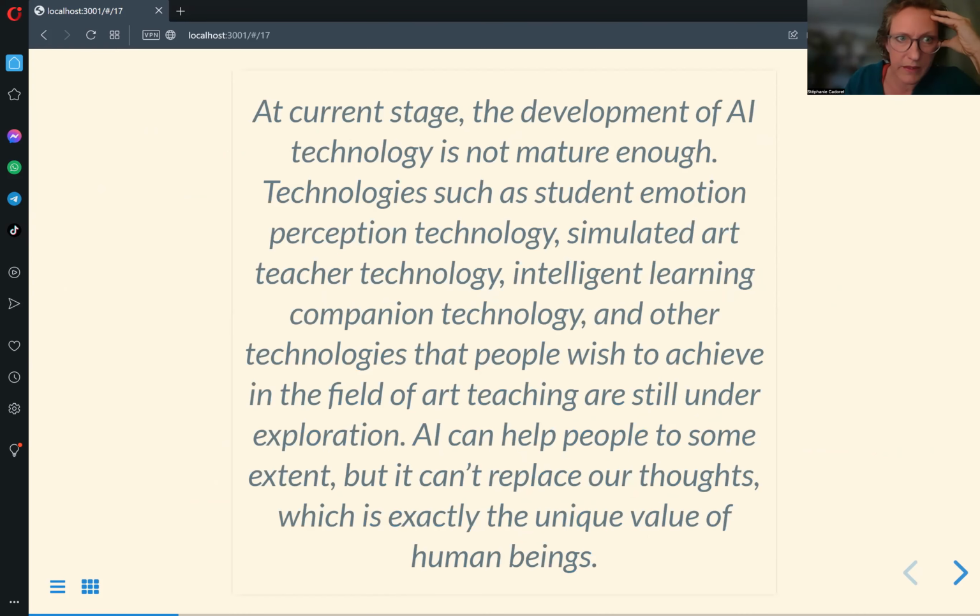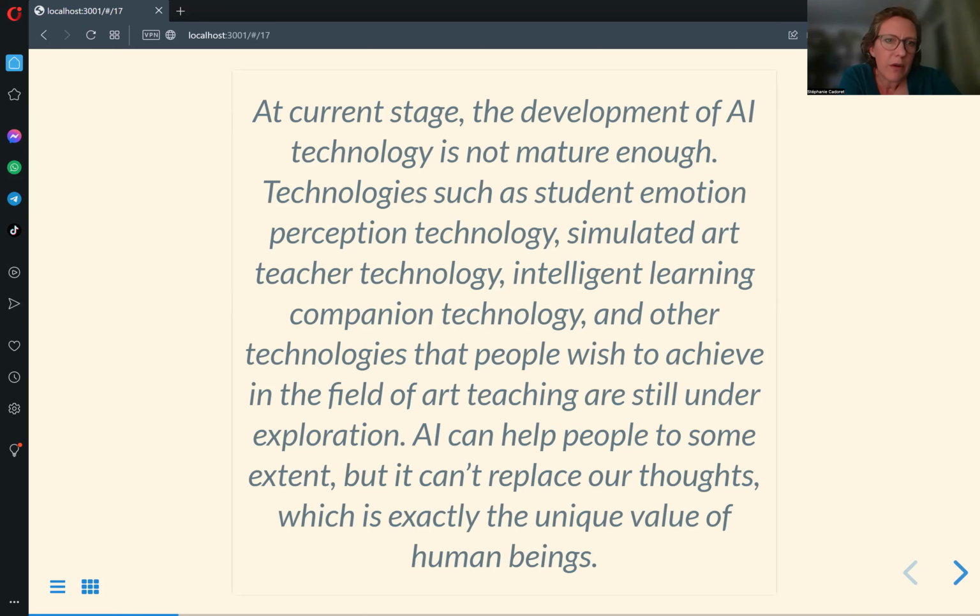So this is a citation. At the current stage, the development of AI technology is not mature enough. Technologies such as student emotion perception technology, simulated art teacher technology, intelligent learning companion technology, and other technologies that people wish to achieve in the field of art teaching are still under exploration. But they are under exploration, as weird as it can sound.